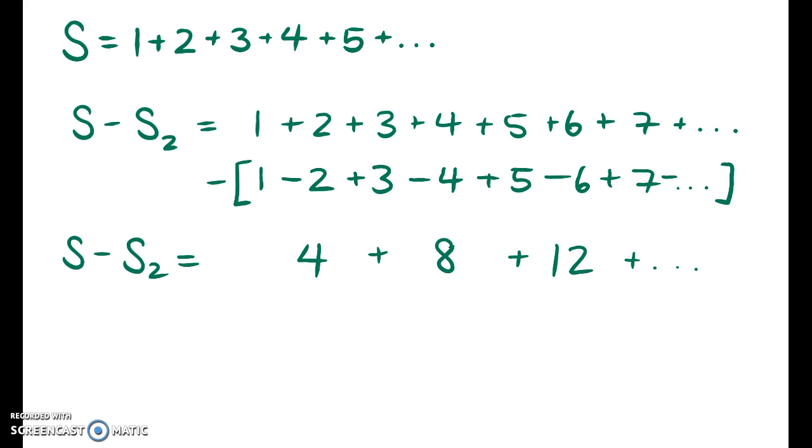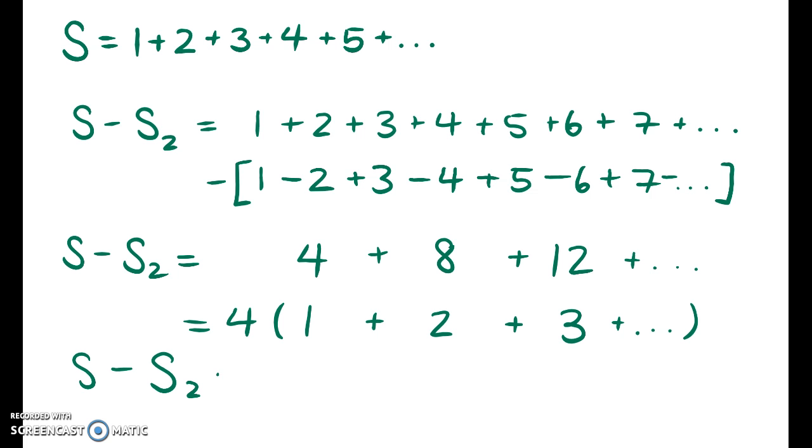Now, this doesn't really seem like we're getting closer to what S is, but let's have a look at what's on the right-hand side. If we factor out a 4 from every term, we find something interesting. We end up with 4 divided by 4 is 1, plus 8 divided by 4 is 2, plus 12 divided by 4 is 3, and so on. But what is 1 plus 2 plus 3 plus 4 and so on? It's S, so we find that S minus S2 is equal to 4S.